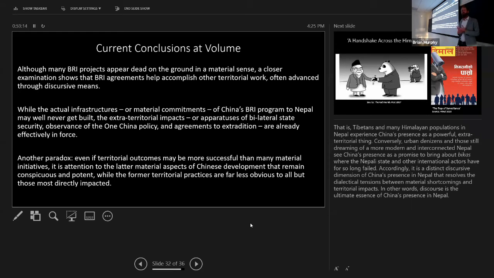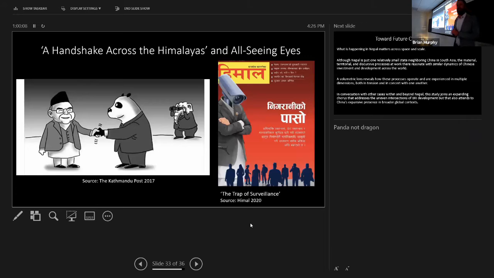Ask any Tibetans and most of Nepal's northern population about that, and there's no uncertainty about those types of BRI impacts thus far. So this then raises another paradox. Even if territorial outcomes may be more successful than the material initiatives, it's attention to the latter material aspects of Chinese development that remain conspicuous and potent. That's what the political promises are made of. That's what the global attention focuses on. That's what the many reports coming out of think tanks and academic institutions produce. But the former territorial practices are far less obvious to all but those most directly impacted, and it's not only in Nepal that this is taking place.